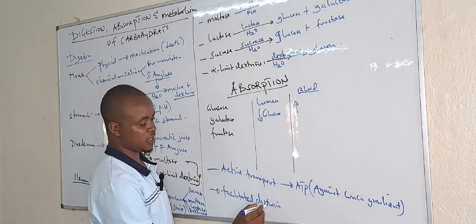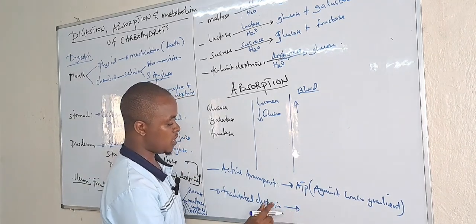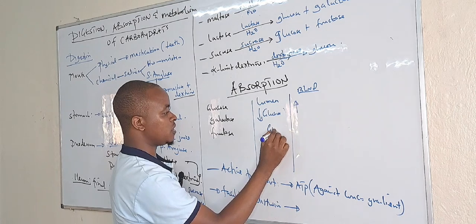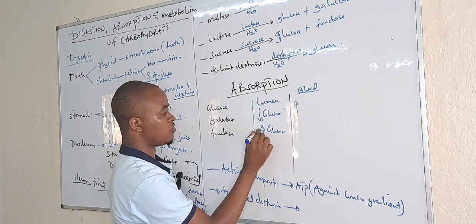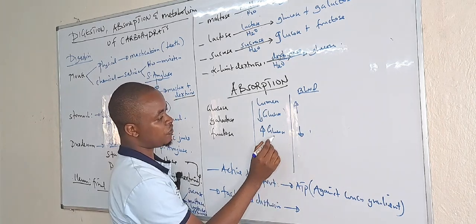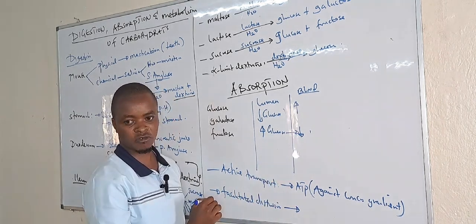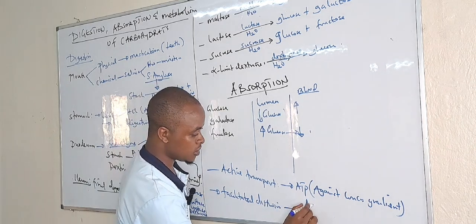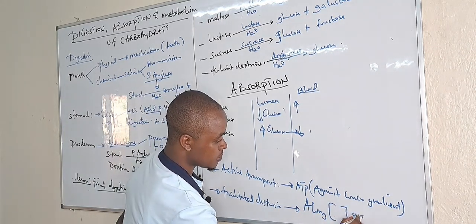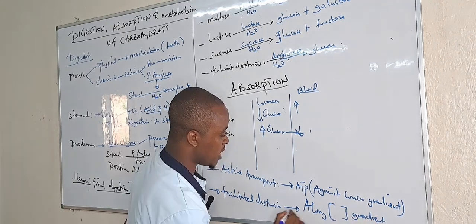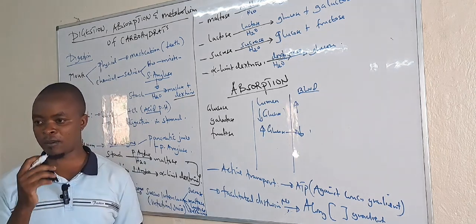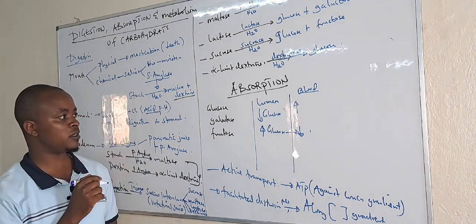Then under facilitated diffusion, glucose is higher in the lumen than in blood. So what happens, we are moving along the concentration gradient. So no energy is needed, no ATP is needed, because it's along the concentration gradient.